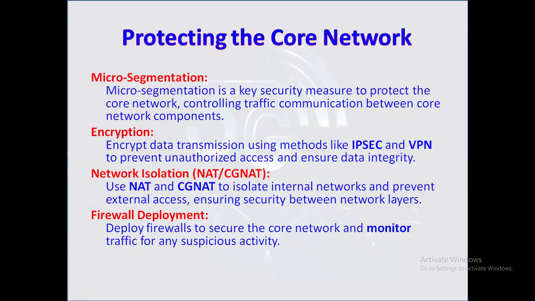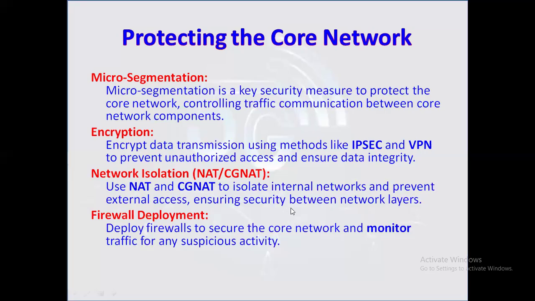Next, encryption. Encrypting data transmission is critical to protecting sensitive information from unauthorized access. Methods such as IP security, that is IP protocol security, and VPN, virtual private networks, are commonly employed to encrypt communication channels, ensuring that data remains confidential and secure across the network.